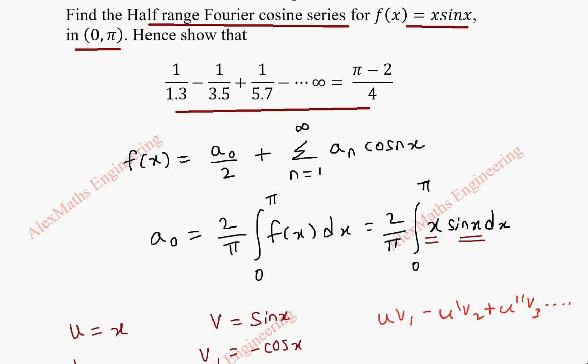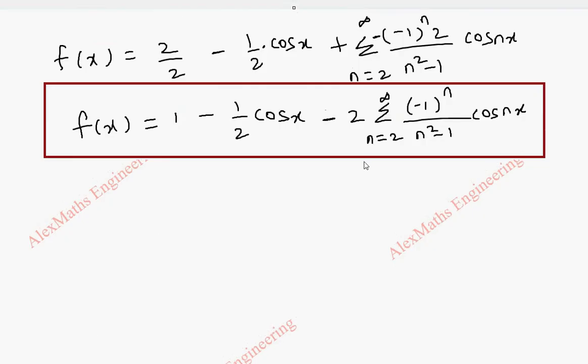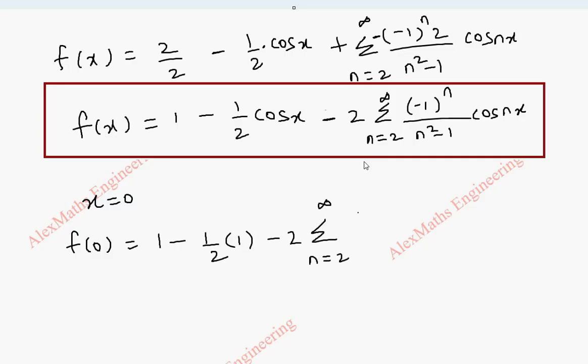Now as the second part of the question, we should also prove this expression. So for proving this expression, we take our formula and in this we are going to substitute x as 0. So this will become f of 0 equal to 1 minus 1 by 2 into cos 0 is 1, then minus 2 summation n is from 2 to infinity. We have minus 1 whole power n by n square minus 1 into cos 0 is again 1.